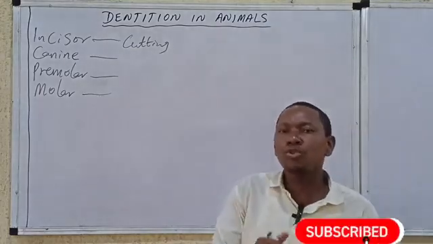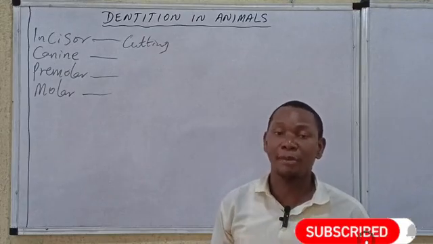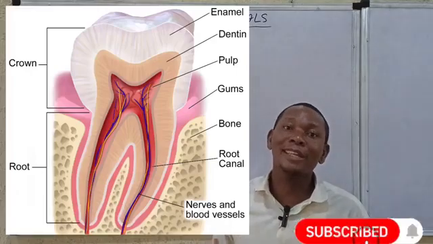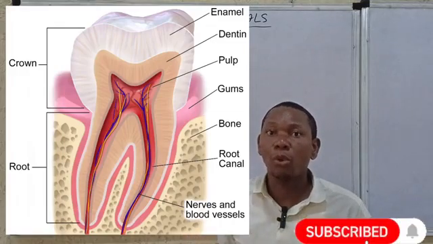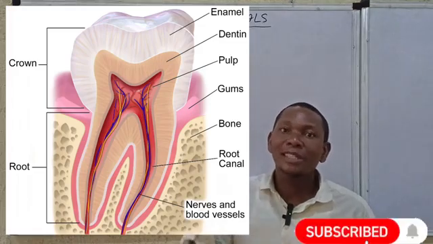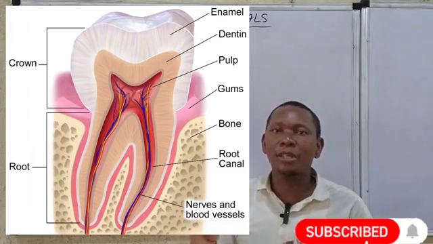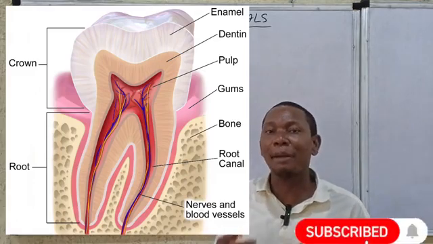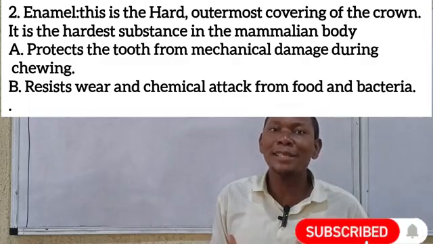Let's talk about the structure of the teeth. As humans, for example, we have teeth in our mouth. Generally, the tooth is divided into the crown and the root. The part that is showing is regarded as the crown, while the part that is embedded in the jaw is regarded as the root. The outer covering that you see on the upper part is called the enamel. This is actually the hardest substance in the mammalian body, and it provides support.